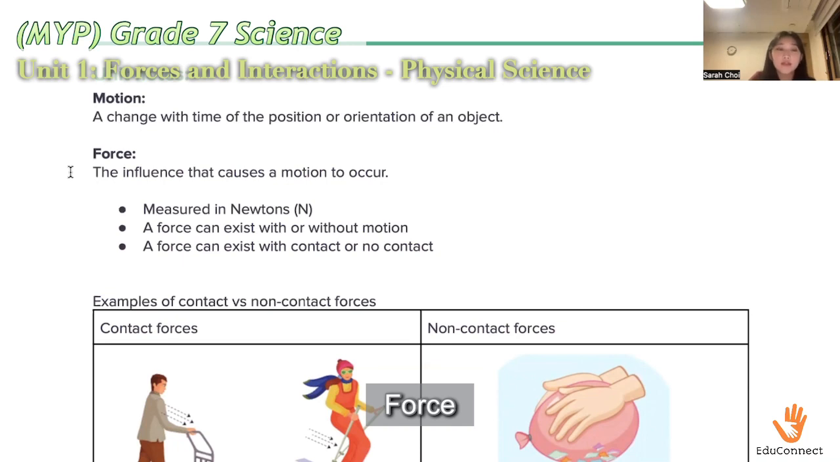Force is defined as the influence that causes a motion to occur. It is measured in newtons in the International System of Units, and it can exist with or without motion, and a force can exist with or without contact.